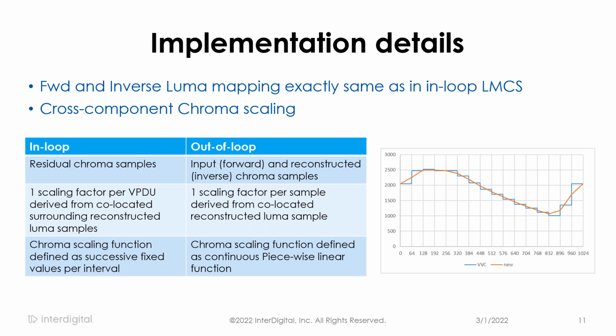In the out-of-loop mapping, chroma samples are mapped using a Luma-dependent scaling factor. There is one scaling factor per sample derived from the collocated reconstructed Luma sample. And the chroma scaling function is defined as a continuous piecewise linear function, while in LMCS it is constant per segment. This is illustrated in the graph where the blue curve corresponds to the scaling function used in the in-loop LMCS, and the red curve corresponds to the scaling function used in the out-of-loop chroma mapping.